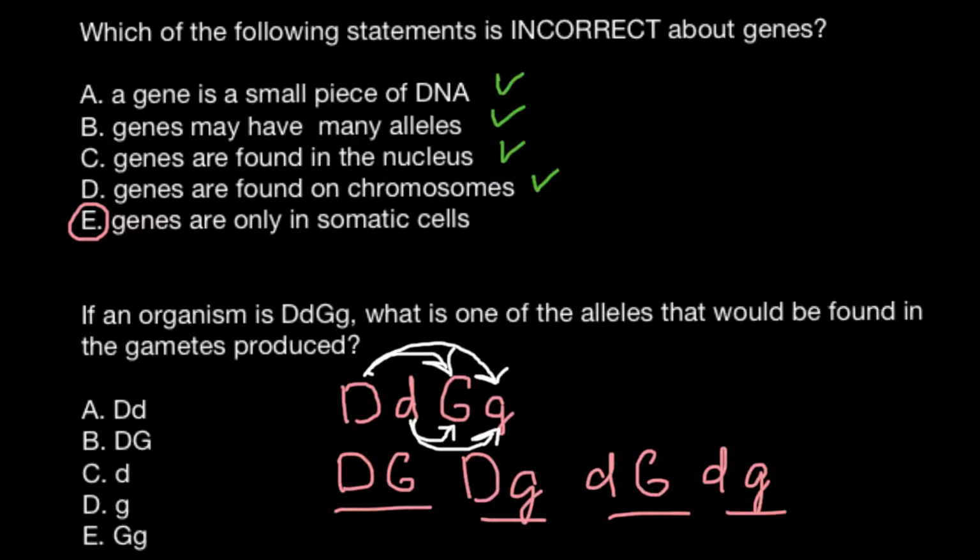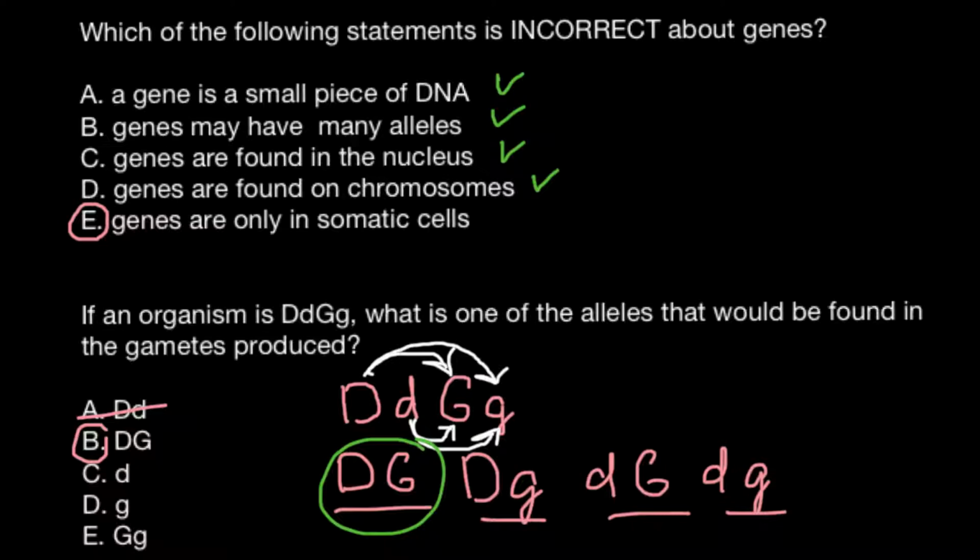So let's check. Here in the first one we have capital D and small d, and we cannot have such a variant in gametes because this represents 2 alleles of the same gene, and the other gene is not represented. So we can cross out this answer. Answer B, capital D and capital G, is this variant, so this would be the correct answer, but let's check the rest.